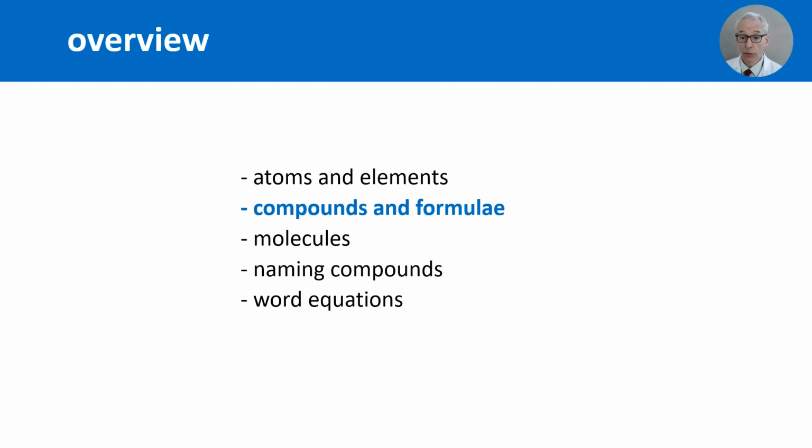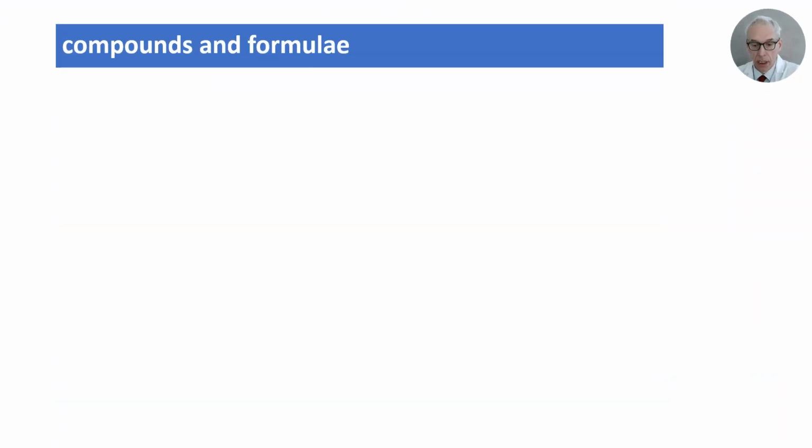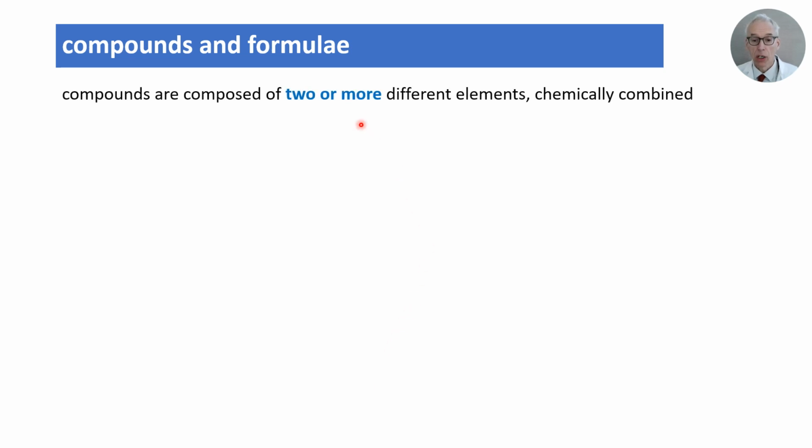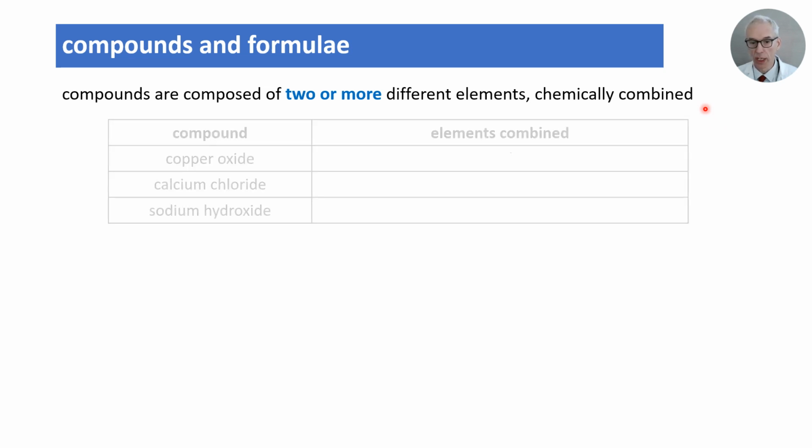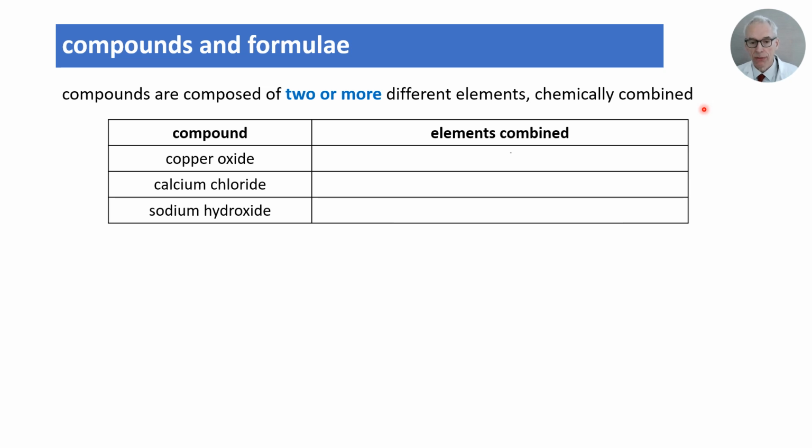Compounds and formulae. Compounds are composed of 2 or more different elements that are chemically combined. That is, they are bonded together, joined in some way. So, for instance, if we look at a compound such as copper oxide, we know that the elements combined are copper and oxygen.